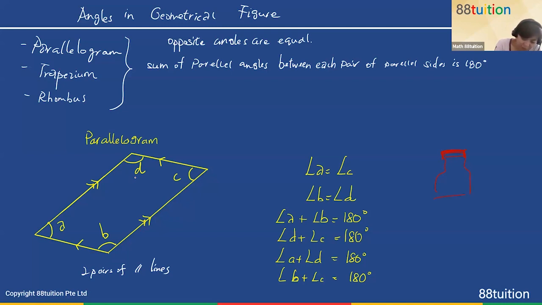parallelogram, there is this portion here. These two must be equal. Okay, diagonally opposite angles have the same size. A and C must be equal. Okay, that is the properties of a parallelogram.